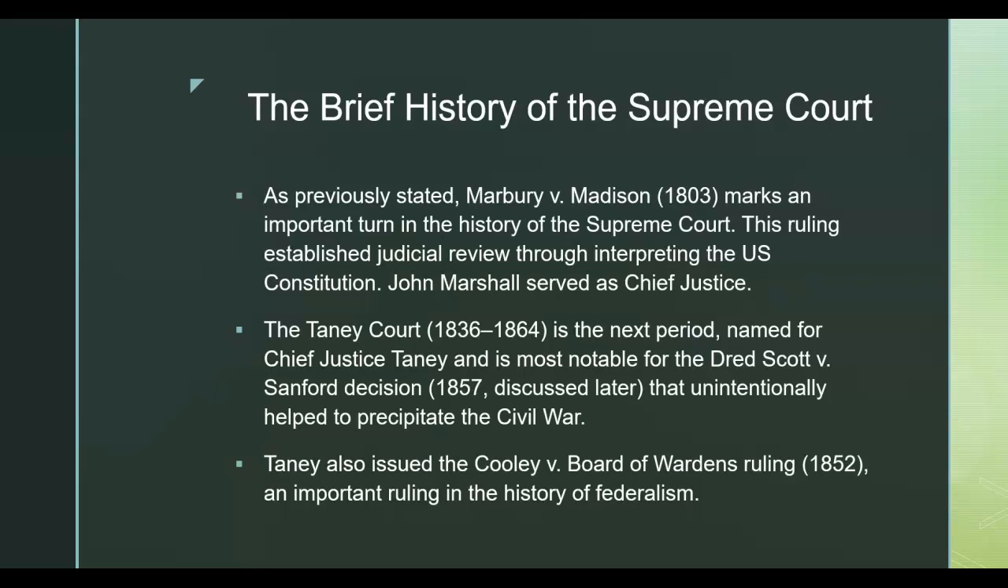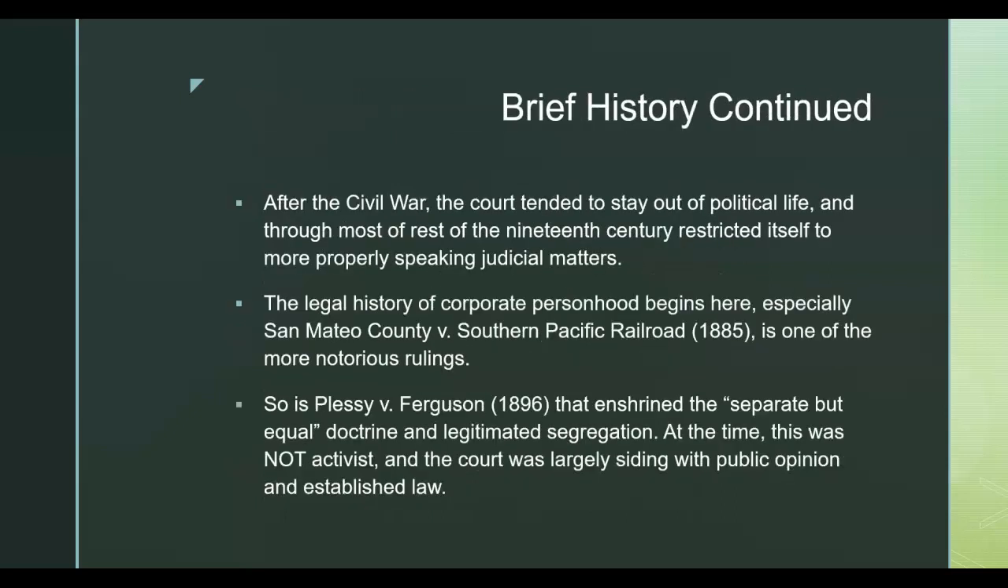But we also saw their role in the Cooley versus Board of Wardens ruling a little bit earlier in the 1850s, which is a really important ruling in the history of federalism. Remember, that established basically what we called layer cake federalism, with one layer on top and then another layer underneath, and they are entirely distinct. Okay.